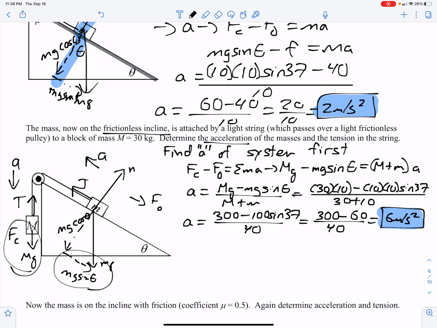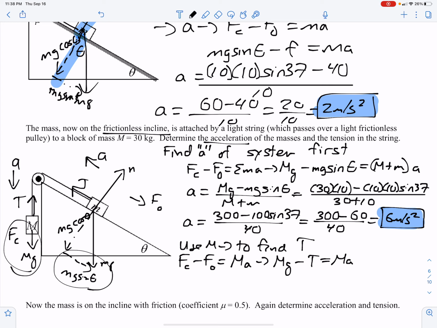To find tension, again, you just need to choose a mass, either the falling mass or the one rising up the incline. I'm going to use big M to find tension. So causing force minus opposing force equals big MA. The causing force would be big Mg going down minus the tension pulling up on it equals big MA. Add the tension to the right, subtract MA to the left, and tension equals big Mg minus big MA, or big M times the quantity of g minus a.